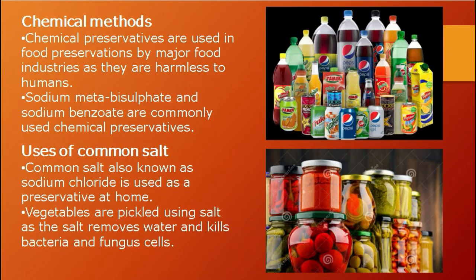Now, from the next slide, you will learn the different ways by which you can preserve your food items. Here is the first method of food preservation, that is the chemical method. Students, the chemical method is the method of food preservation in which chemical preservatives are basically used, and these kind of chemical preservatives are basically used by major food industries.